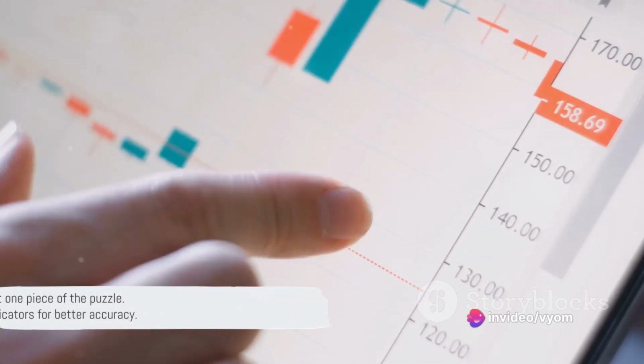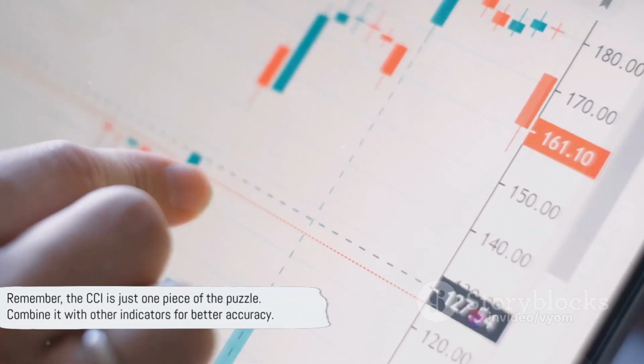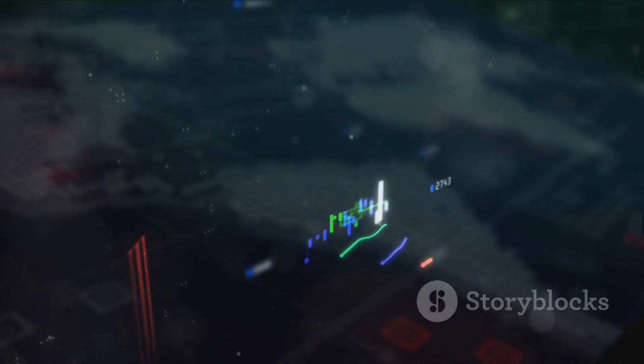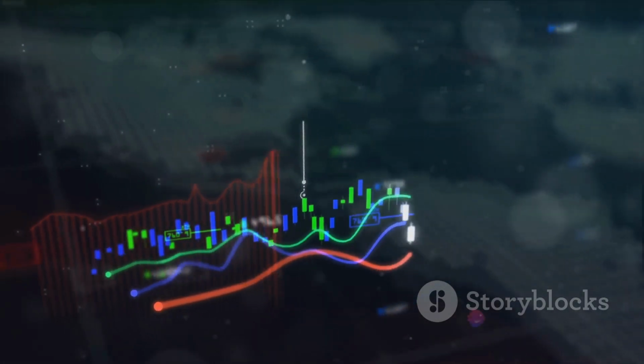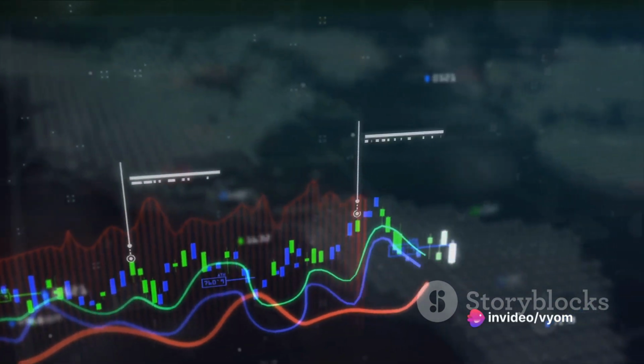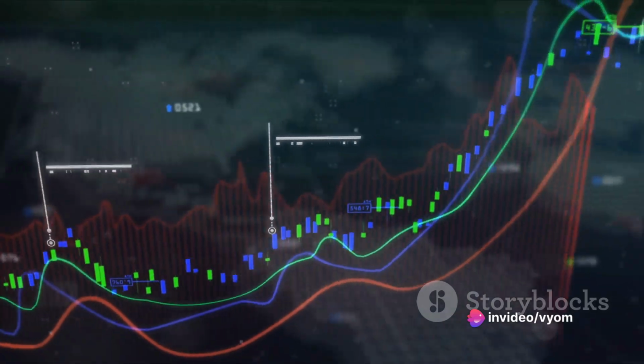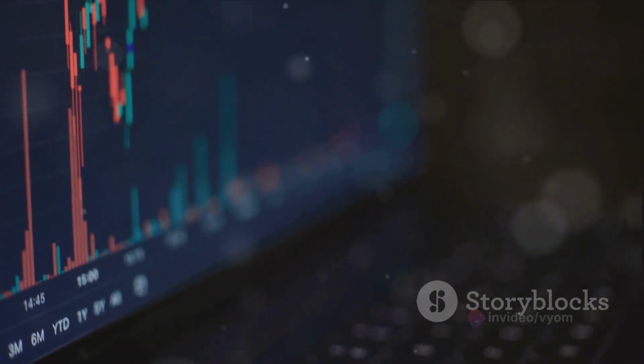However, always keep in mind that the CCI, like any other trading tool, is not foolproof. It's crucial to manage your risk effectively and not to rely solely on one indicator. A good practice is to set a stop-loss order to limit potential losses if the market moves against your prediction.